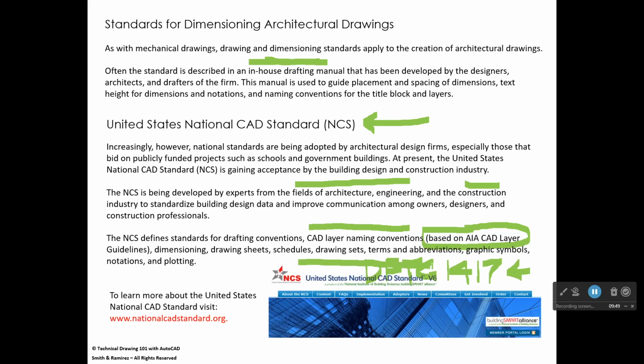What I did here is I just searched for the United States National CAD Standard and found a link to their site, nationalcadstandard.org. And just like with the ASME, if you've got a credit card, you can buy this if you want. Out there in an office, they're going to have it. You're not going to have to purchase it yourself, and we're not going to require you to buy it here. But once you get into more advanced architecture classes, we're going to be applying this standard more and more.